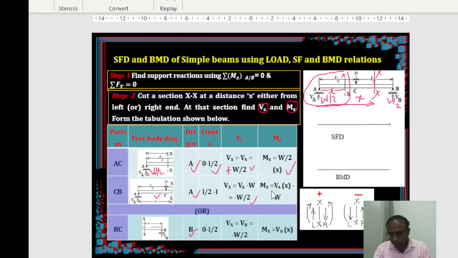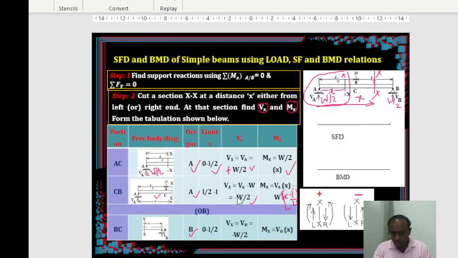And Mx is equal to whatever previous value you got, VA times x. So this previous value is W by 2 times x, and what was this one? Minus W times, what was the distance here? x minus L by 2. So this was missing here. Minus W times x minus L by 2. So this is the expression.